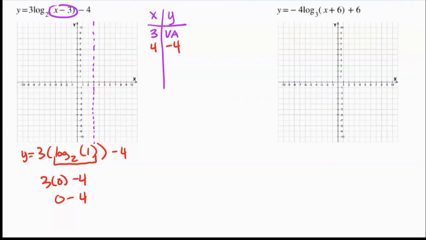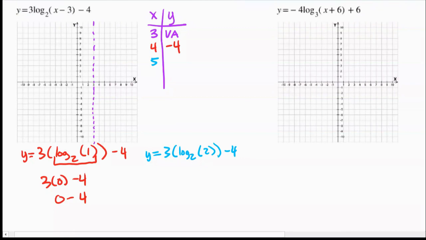The last thing we need to understand is that anytime the log base matches the inside of the log, I get 1. So if I do log base 2 of 2, I know 2 to the power of 1 is 2. That's going to make our math nice and simple. So the last x value that I choose is what makes the inside of the log match the base. I'm choosing 5 because 5 minus 3 is 2. Then when I'm solving for my y value, I have 3 times log base 2 of 5 minus 3, which is 2, minus 4.